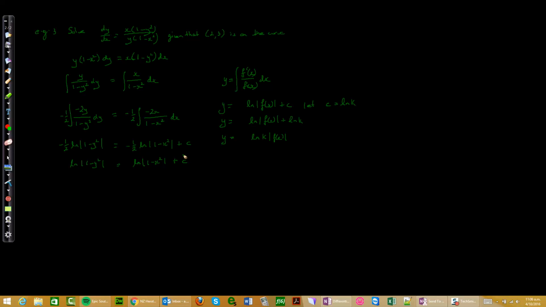Now I'm going to replace this with natural log k, and I'm going to combine these two, and hopefully you can see why I'm doing that, because then we're going to have a natural log on the left and a single natural log now on the right. And when you've got a single natural log on both sides, you can then take the exponential. Just be careful doing that.